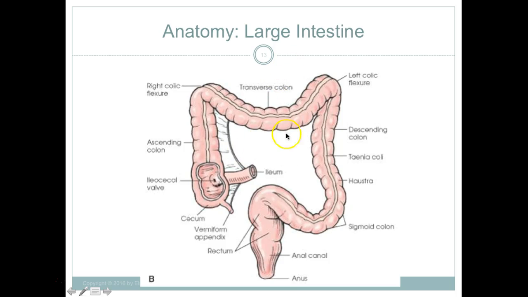Now look in here, this is a full diagram. We've got the ileum, terminal ileum, coming in through the ileocecal valve to the cecum with your appendix hanging down. You have your ascending colon, your right colic flexure, the hepatic flexure, your transverse colon, your left colic flexure, or your splenic flexure. Down your descending, you've got your taenia coli coming down. You can see the stripe there, so that whole stripe is that longitudinal muscle, and you've got your haustra, so all these little pockets, each one is a haustra. Then you have your sigmoid colon here coming down to your rectum, to your anal canal, to your anus.